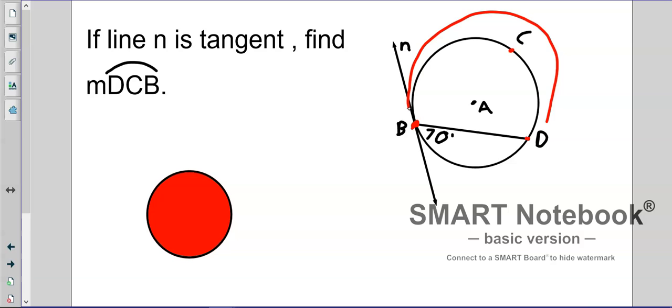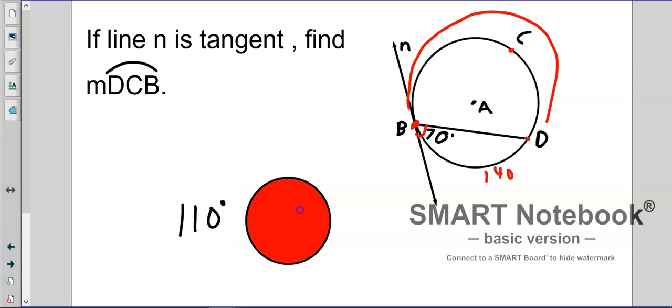When you have the situation, again, it's a 2-to-1 ratio. So if this angle here is 70, that makes this arc 140. Well, if there's 360 degrees in a circle, then 360 minus 140 gives us, oh, I jumped ahead of myself, 220. And that's actually the wrong answer here. I need to fix that because that 110 is the measure of this angle here. Okay, so this should actually be 220.